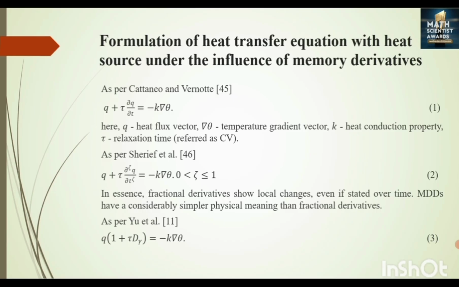Further, for the formulation of the heat transfer equation, we use the relationship between the heat flux vector Q and the temperature gradient vector delta theta, as shown in equation number 1, by using reference number 45, Cattaneo and Vernotte. Then Sherief modified equation 1 by applying the fractional derivative that reflects the local change, as shown in equation number 2, where zeta varies from 0 to 1. And as we know, the memory dependent derivative has a considerably simpler physical meaning than the fractional derivative. We then modified equation number 2 by applying the definition of the memory dependent derivative, as shown in equation number 3.